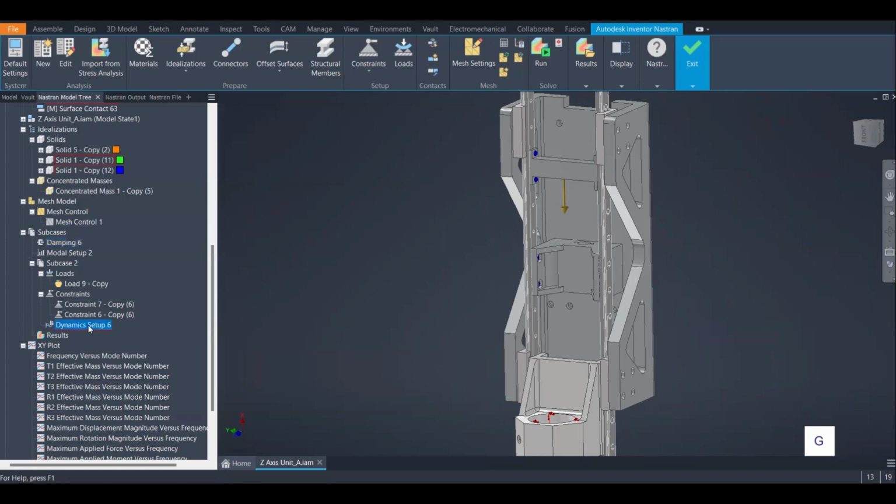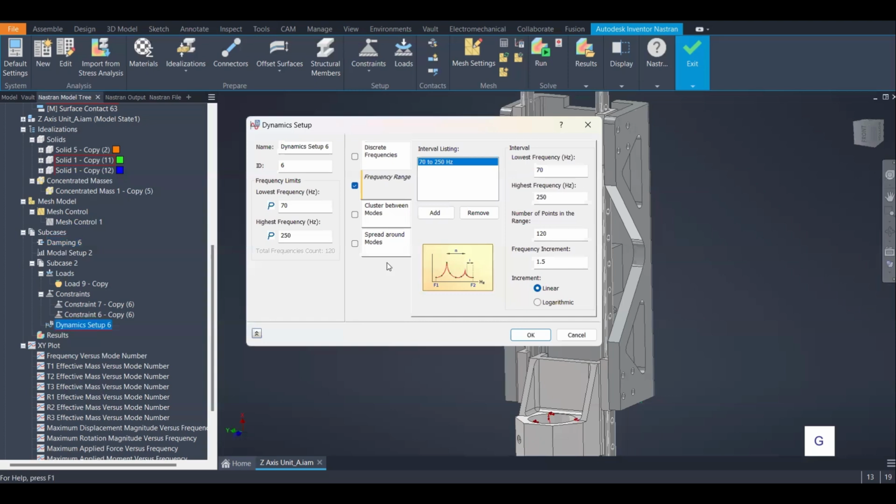Then we have the dynamic setup. This one is where the magic happens. You need to set the lowest frequency and the highest frequency. This is going to govern the range that is going to be shown on a plot later. And then you have the types. You can select from discrete frequencies, frequency range, which is the one that I like, cluster between modes, and spread around modes. So let's concentrate on this one.